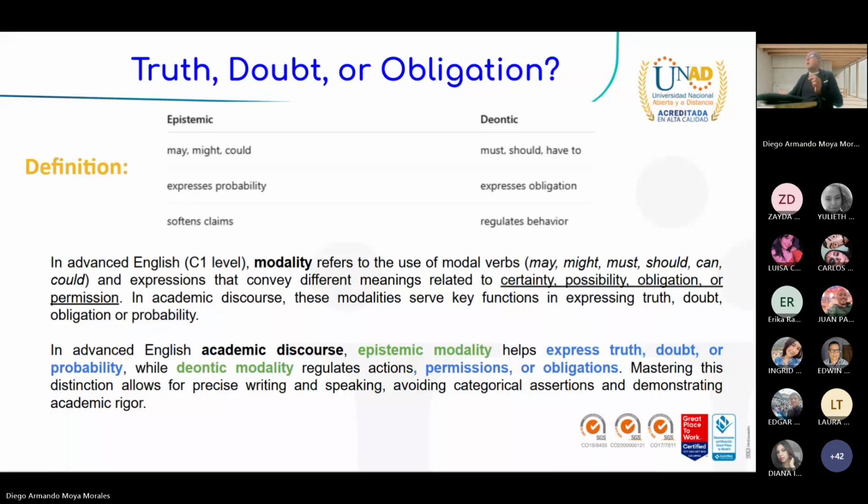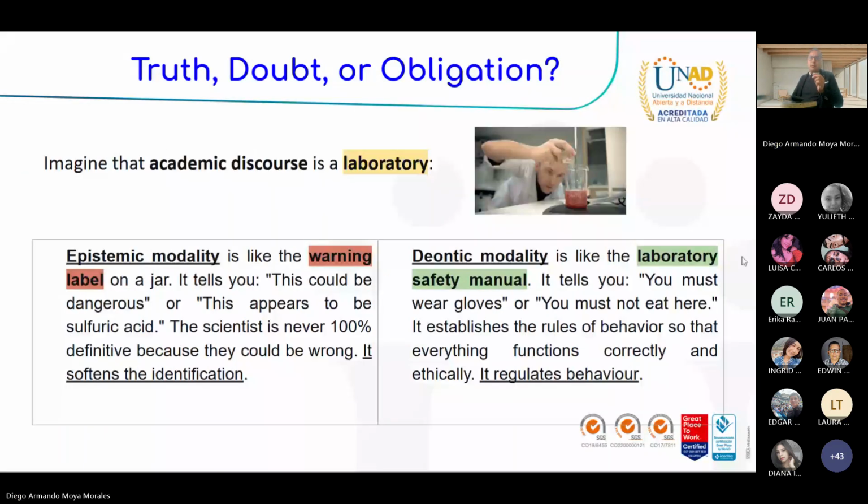All right, cool. If this is clear, let me show you this, which is an analogy. If you want, sometimes it's easier for us to understand the topic when we compare it with something that is closer to us, more natural to us, right?